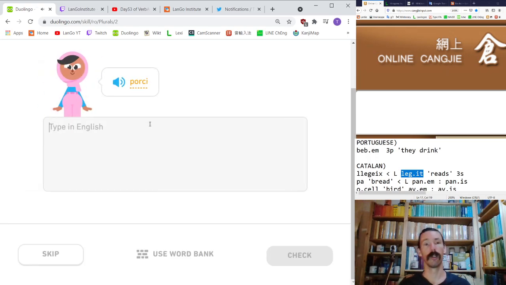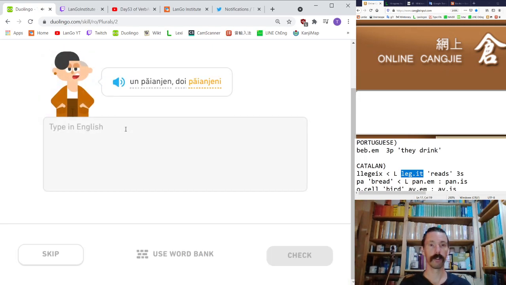Porc. Porc, right. Porc, I think, letter C without anything after it. And here the I is, we say palatalizing, giving a different tongue position to the consonant. Porci, pigs. Un păianjen, doi păianjeni. Don't recognize it.